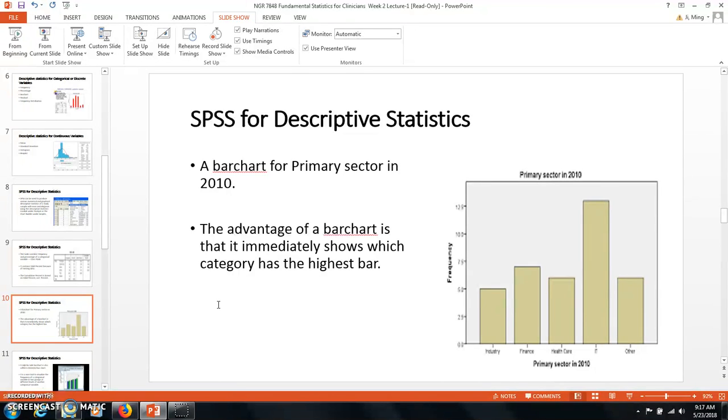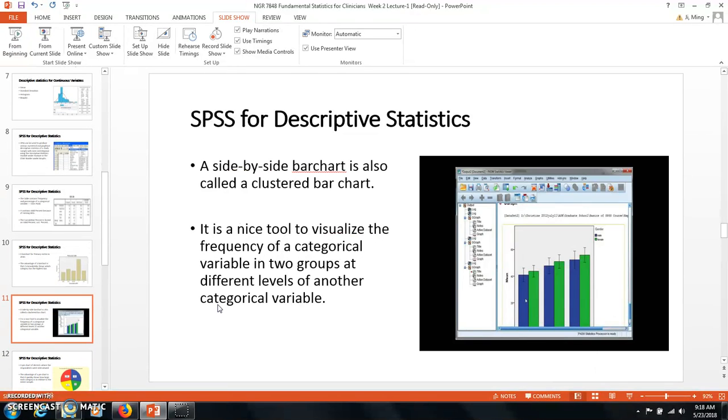Here's a bar chart for primary sector in 2010. It shows you the distribution of a categorical variable. The advantage of a bar chart is really that it immediately shows which category has the highest bar. So it really stands out. Of course, we can make a bar chart more complicated.